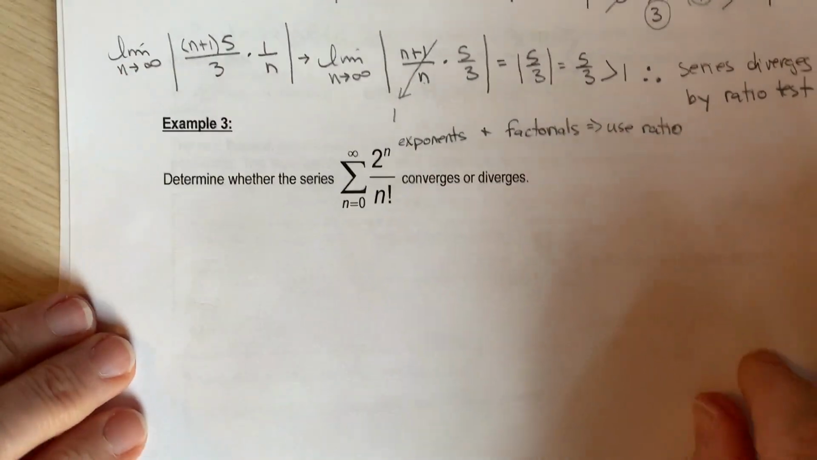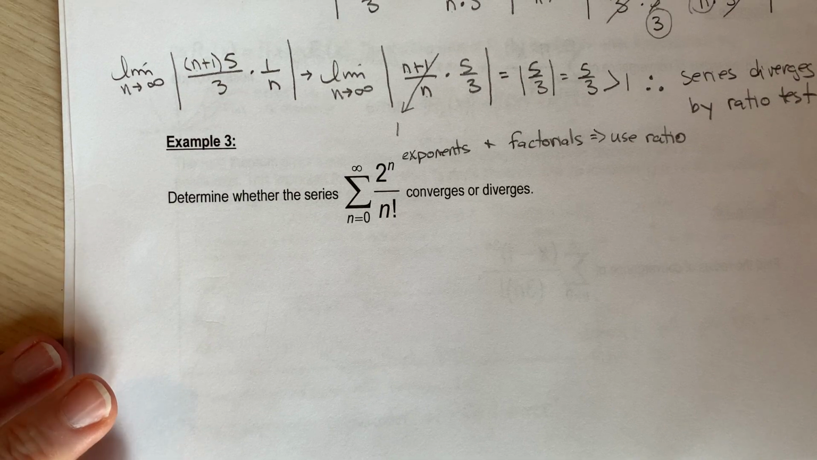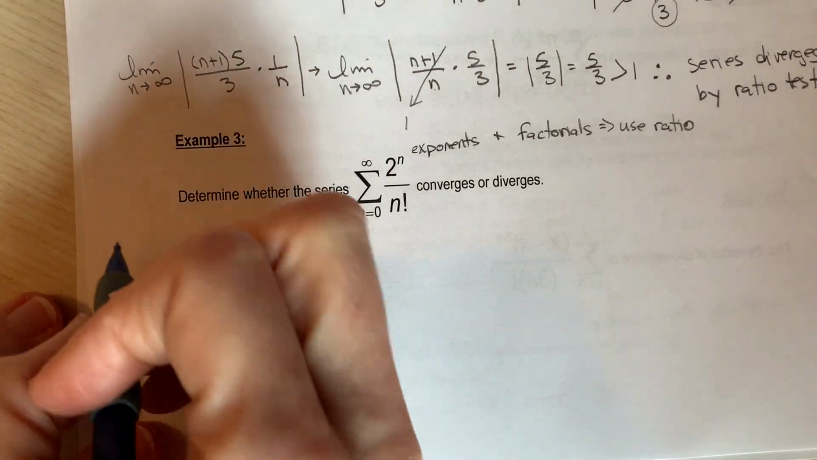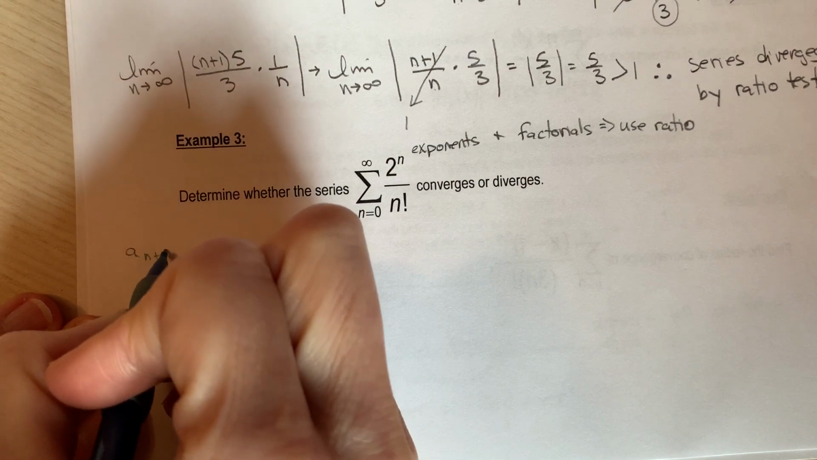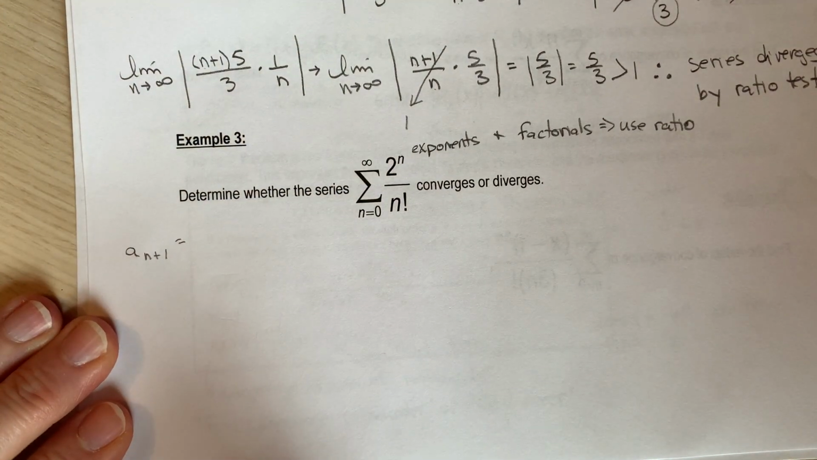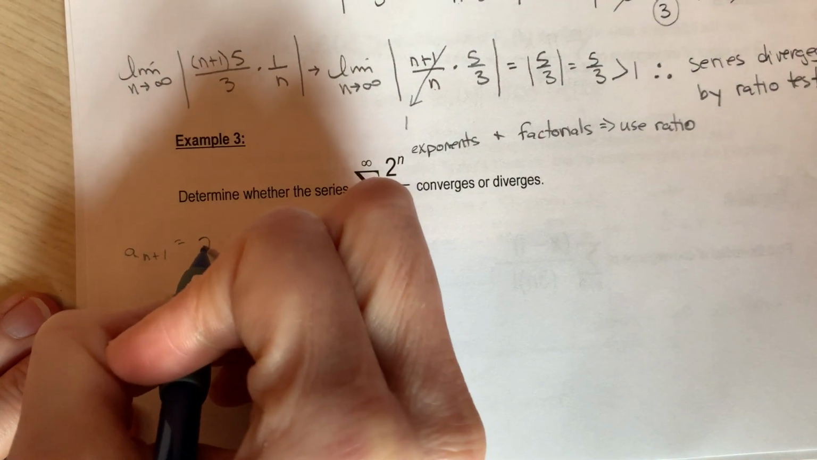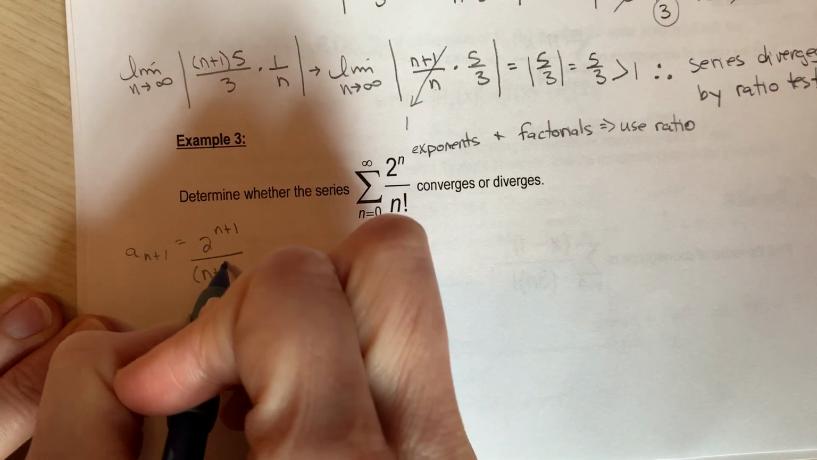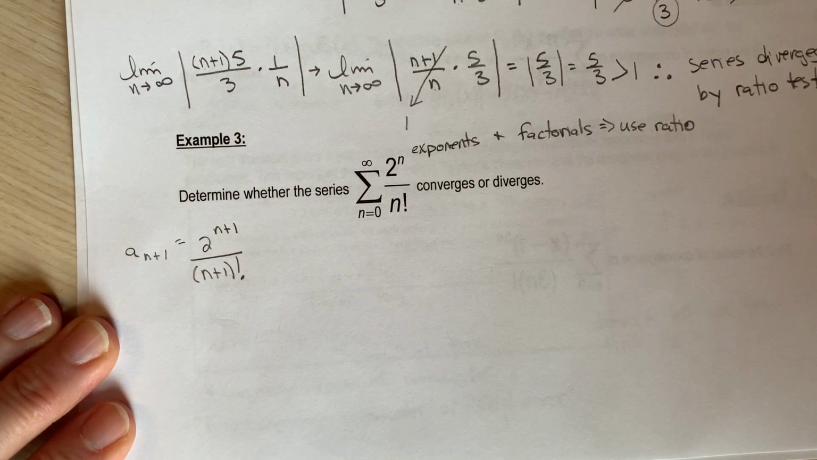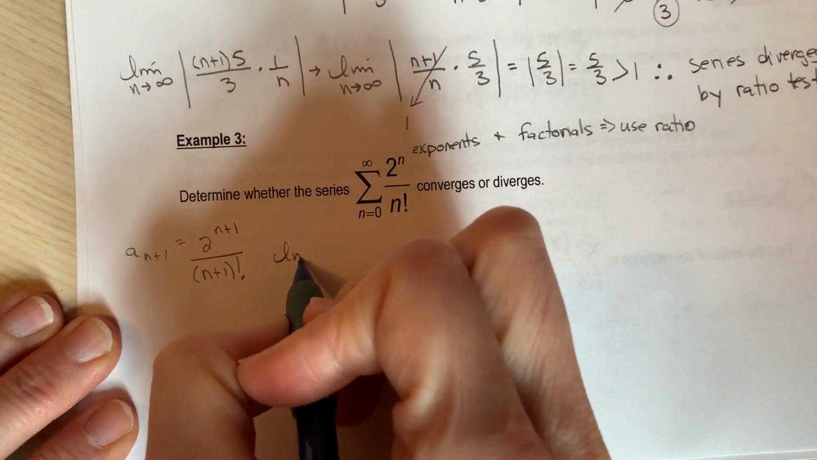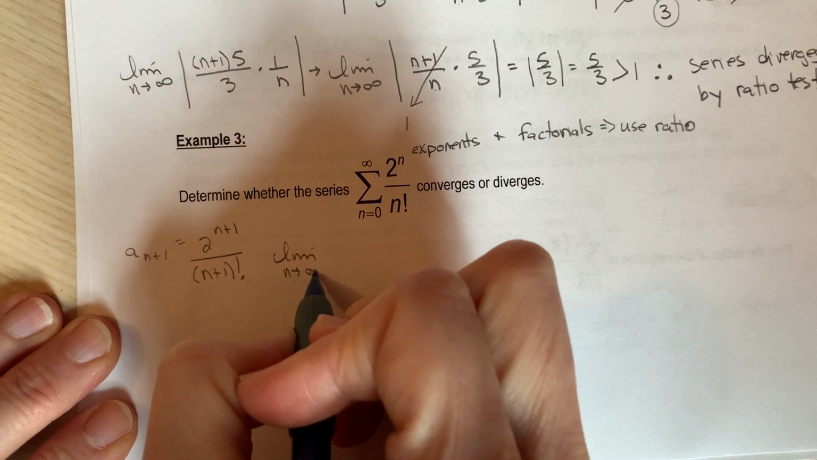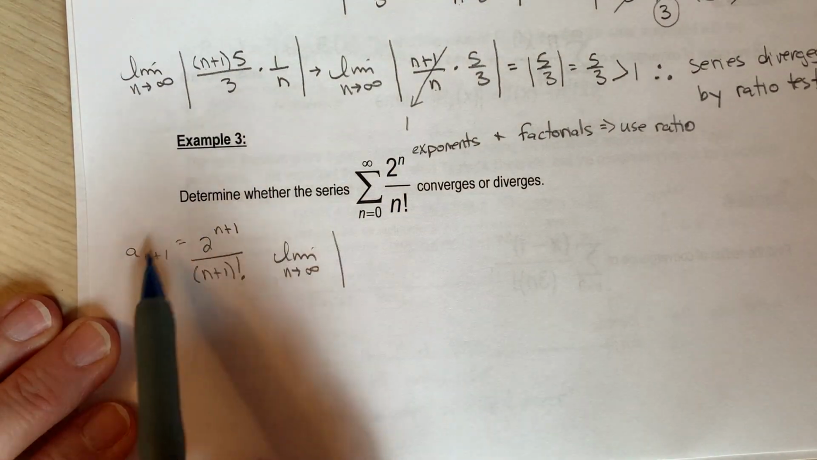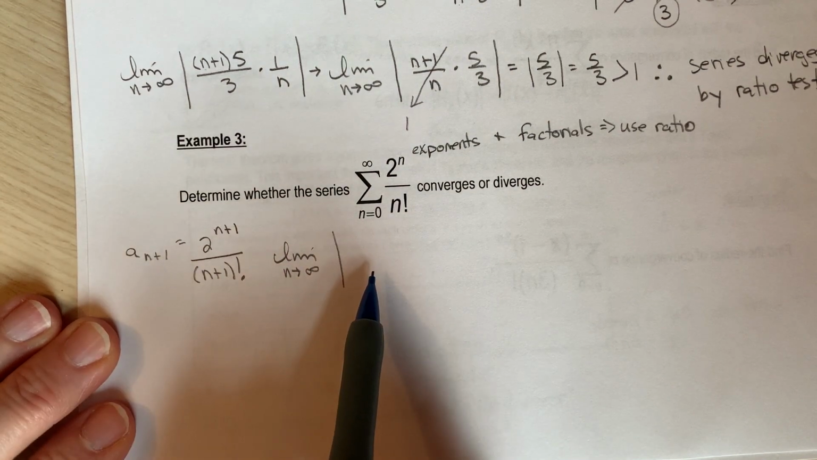Okay, next example, we have exponents and factorials. That is a good indication that you're going to use ratio test. Start out by finding a sub n plus 1. So wherever there is an n, replace it with an n plus 1, which just denotes the next term in the series. Put it in your limit. All of these steps are required for ratio test. Don't skip any of them. Well, you could maybe skip writing that. You could go right to your limit.